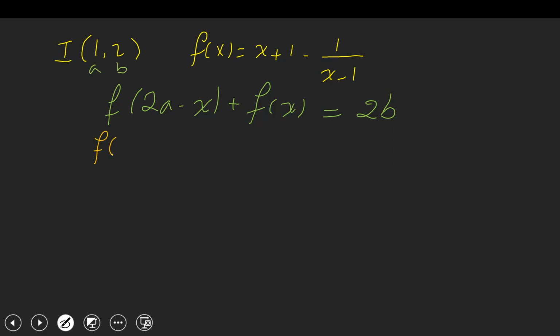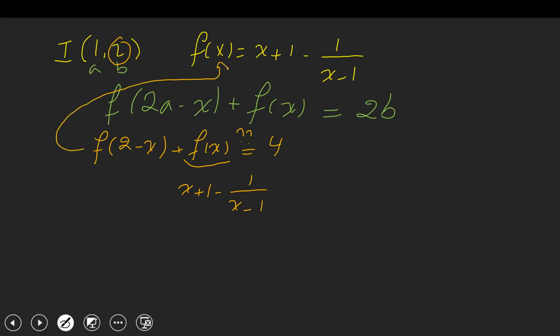F of 2 times A, which is 1, we get 2 minus X plus F of X. Let's verify that it is equal to 2 times B, which is 4. Now I know F of X. It's X plus 1 minus this. What about F of 2 minus X?